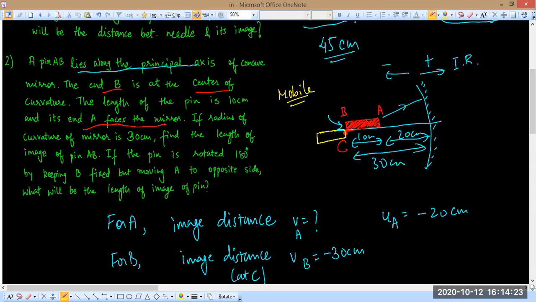Okay, it is following the same idea, right? So now here will be the image of A dash and here will be the image of B dash.